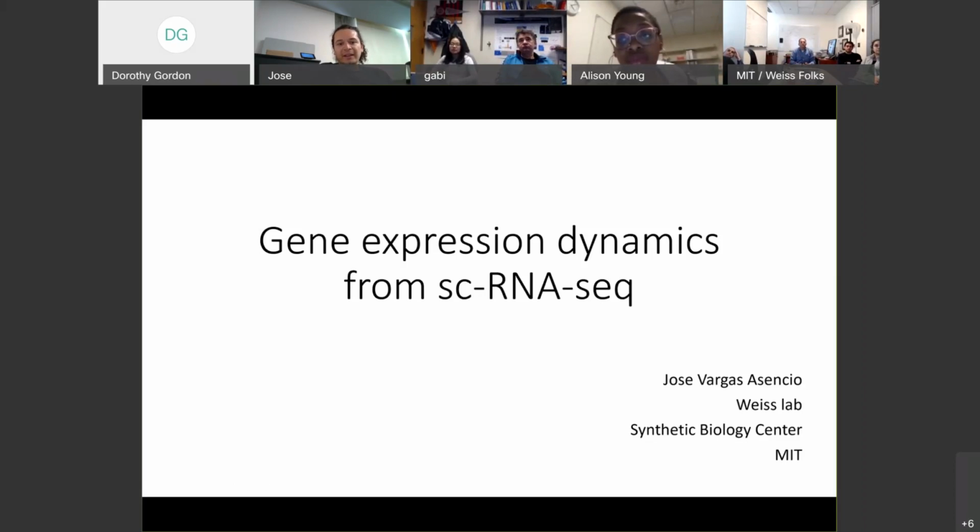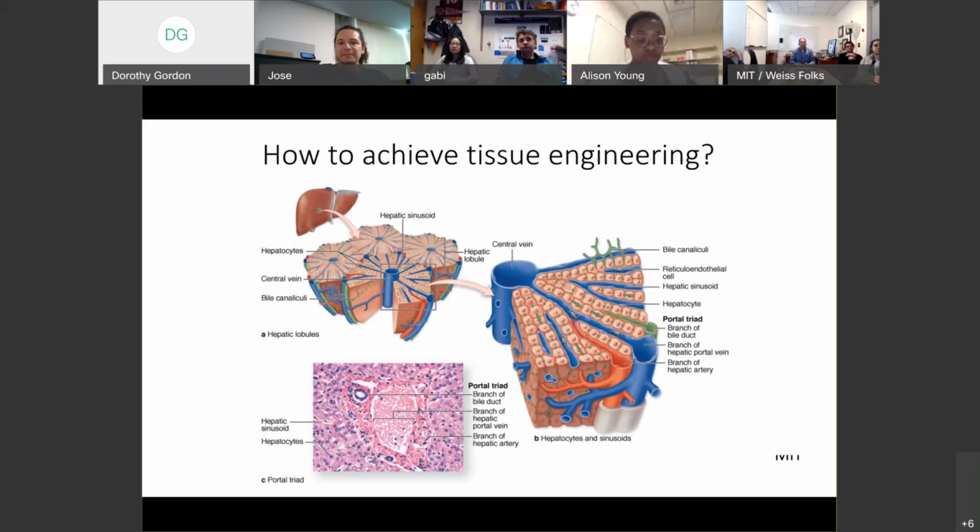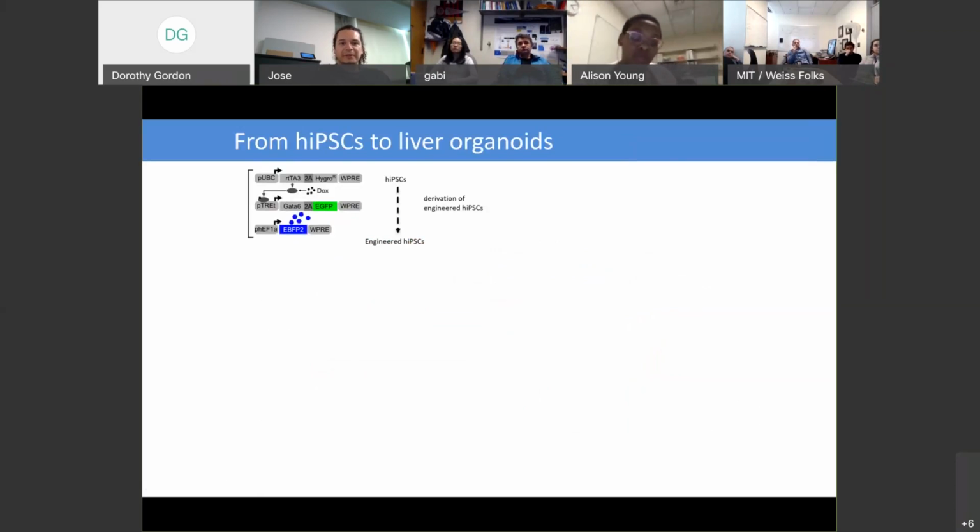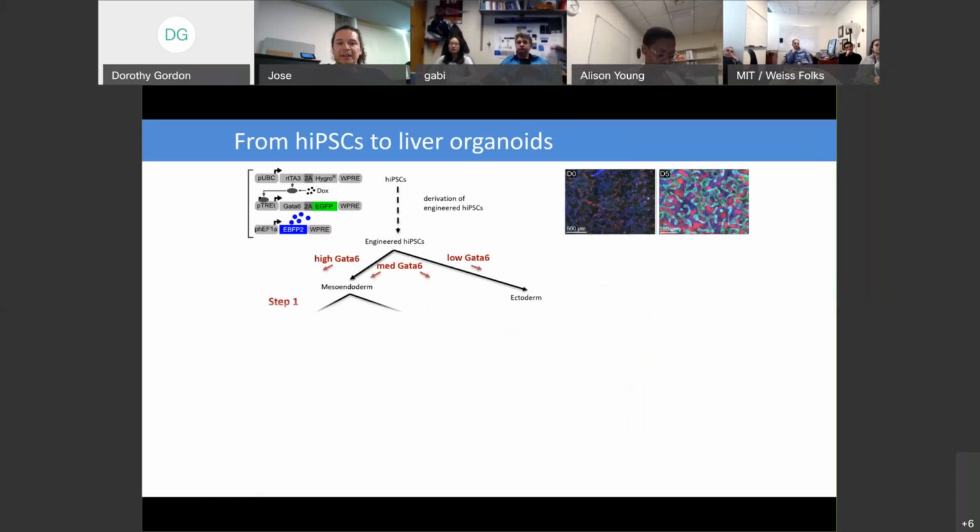Very quickly, I'll introduce the overarching theme, which is how to achieve tissue engineering. What I'm showing here is a depiction of the liver and its functional parts. This is a liver lobule, which is the functional unit within the liver. To approach that, the lab has been developing a system to engineer liver-like organoids from iPS cells. Very broadly, we use lentivirus integration to overexpress a transcription factor, GATA6, in iPS cells. And what we saw after some evaluation was that this served as a cell fate switch.